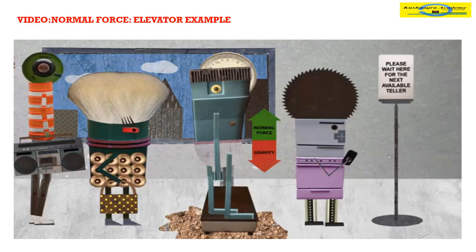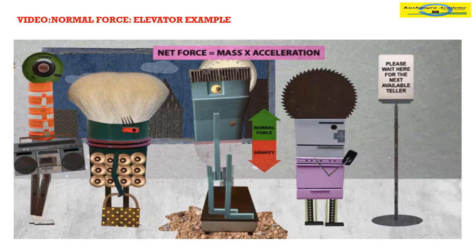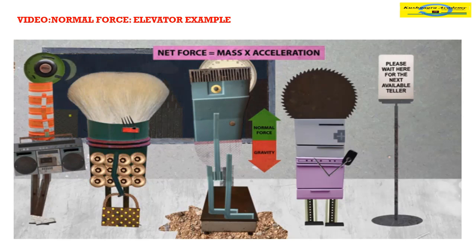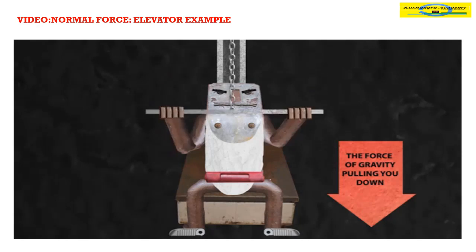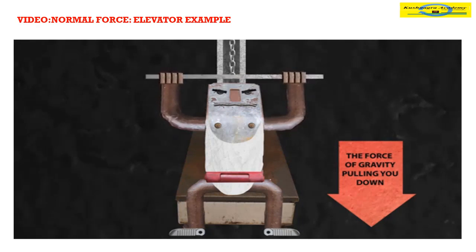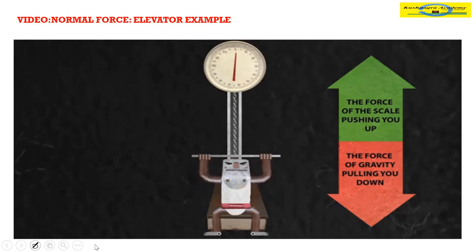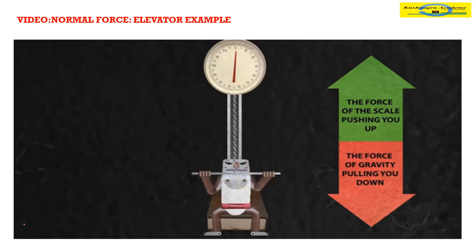Therefore, you're not accelerating. Newton's second law of motion, net force equals mass times acceleration, tells us that if the acceleration equals 0, the net force must equal 0, which means that the force of gravity pulling you down must be equal to the force of the scale pushing you up.